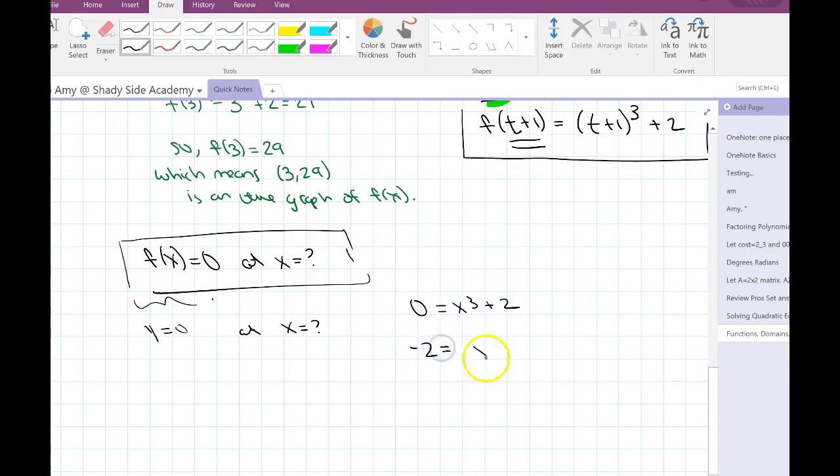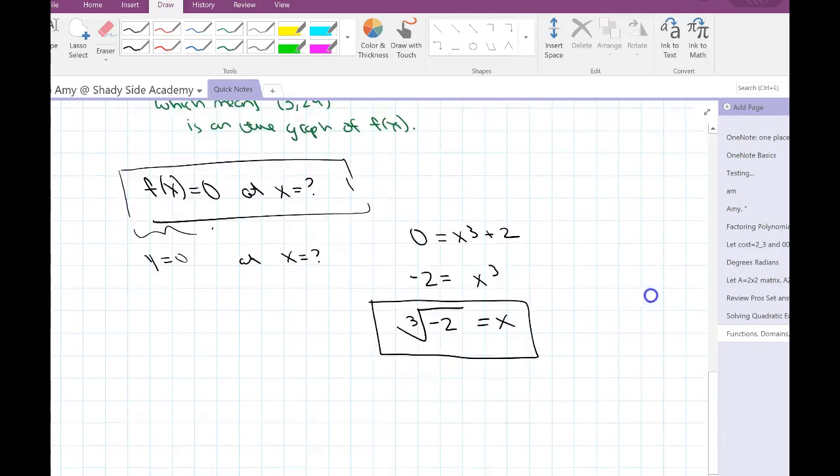Negative 2 equals x cubed. So the cube root of negative 2 equals x. By the way, the cube root of a negative does exist. You can take the odd root of a negative number. That does exist within the realm of real numbers. Even roots do not. All right, very good.